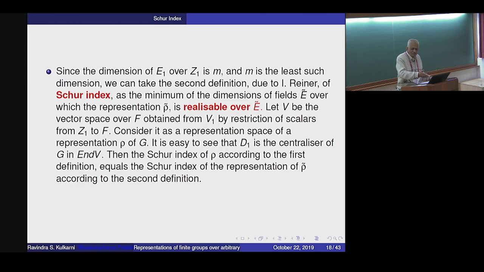Then it is easy to see that D1 is the centralizer of G in the endomorphism ring of V, and the Schur index of rho, according to the first definition, Schur's way of thinking, equals the Schur index of the representation rho tilde, according to this modern definition.